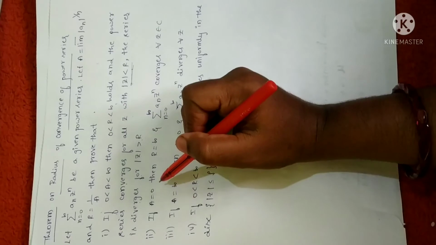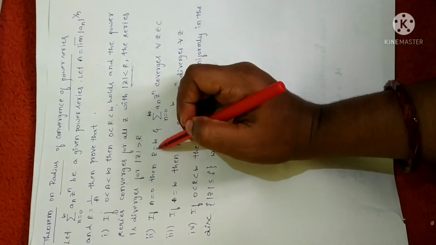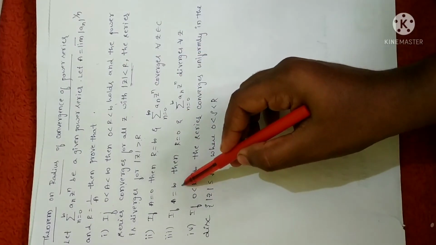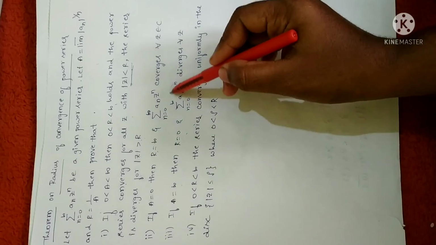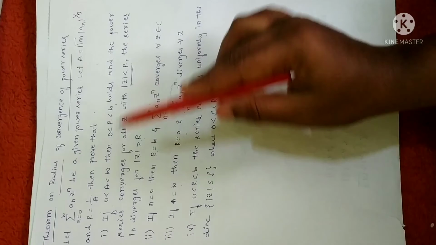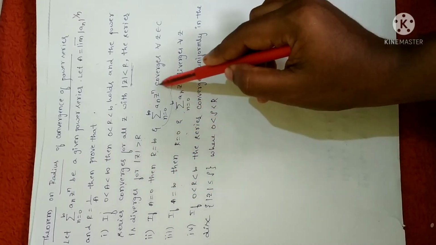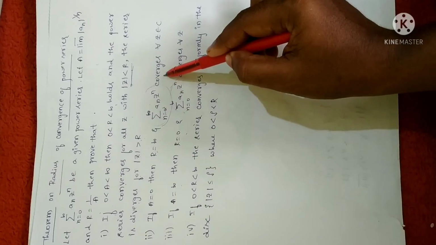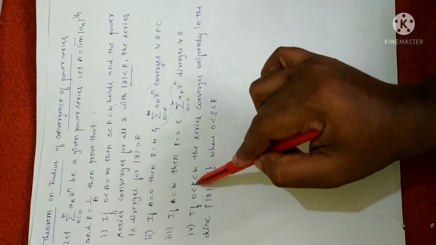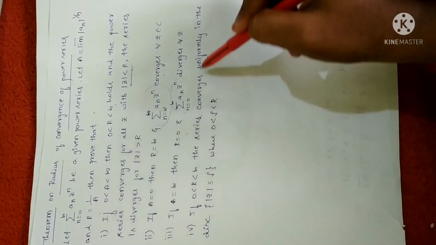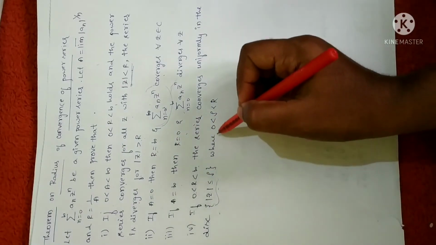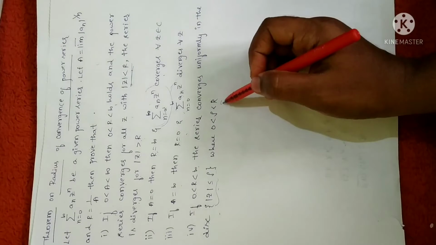The second one: if a is equal to 0, then r is equal to infinity, and the power series converges. Third, if a is equal to infinity and r is equal to 0, the power series diverges. These statements will be useful for solving problems. You have to remember: if a is 0 and r is infinity, the power series converges; if a is infinity and r is 0, the series diverges. And if r lies between 0 and infinity, the series converges uniformly in the disk mod z less than or equal to rho, where rho lies between 0 and the radius r. So we have to prove this.